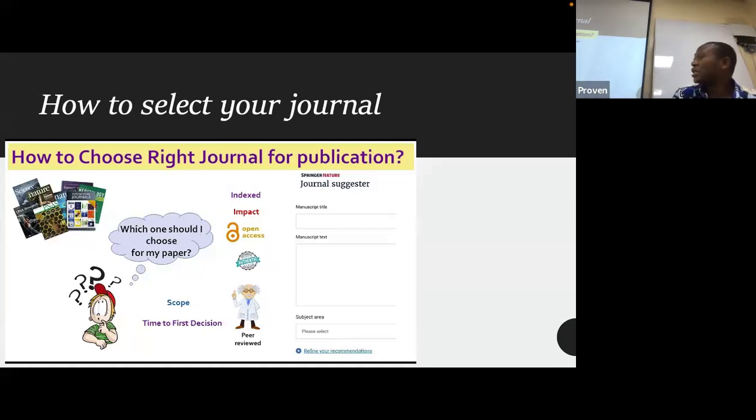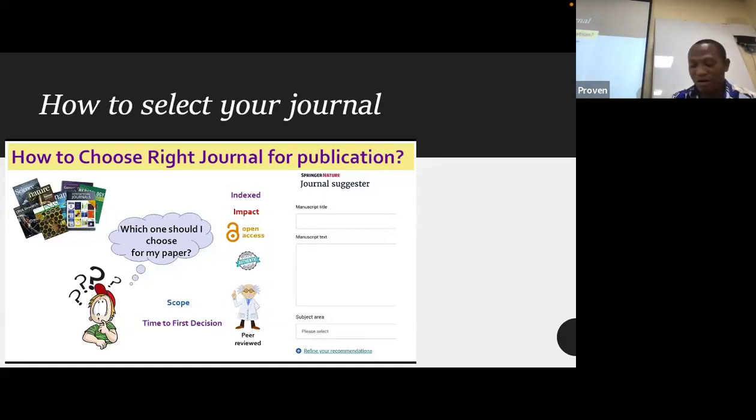And then I talk about the scope of the journal. Maybe the journal is in instrumentation and you want to bring something on history. History will not fit in. When you send it, they'll just throw it away. So for you not to let them throw your work away, don't even send it. So you read the scope of the journal.